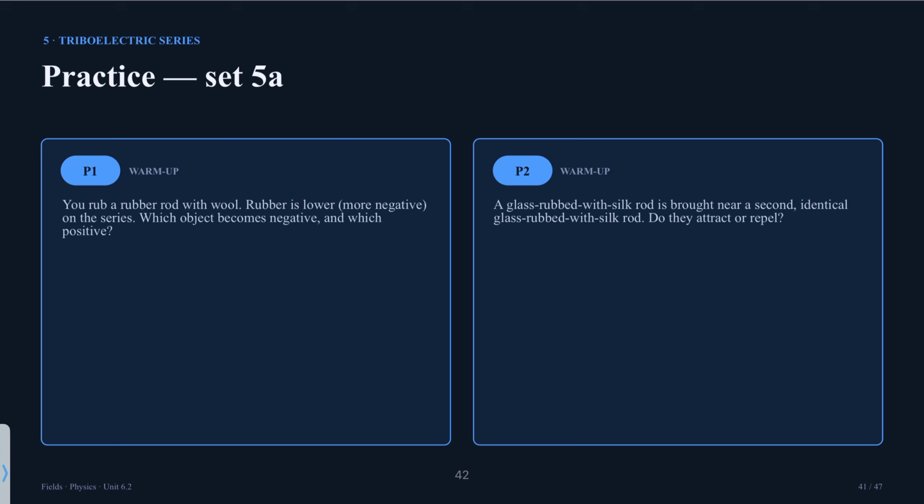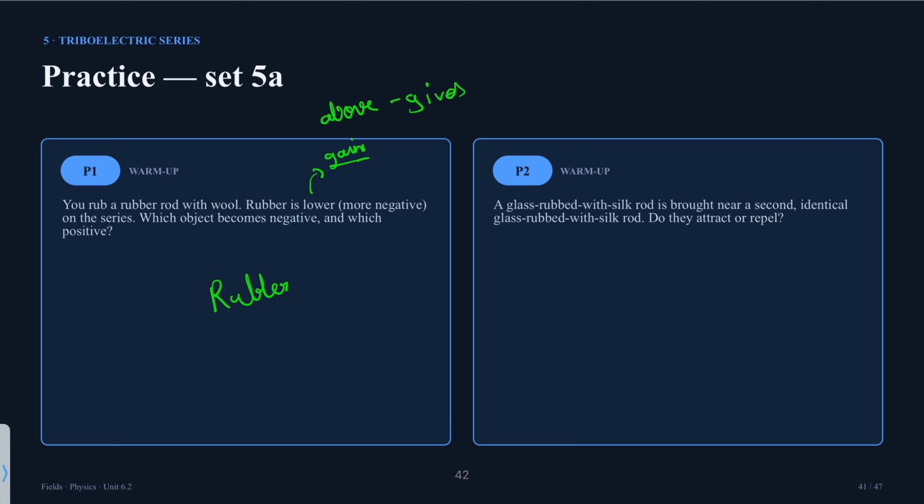So that means rubber gains electrons, right? Lower, always remember, gains. Above, gives. Lower gains, above gives. So rubber takes electrons. Rubber is lower, so it gains electrons. Yeah, it takes electrons.